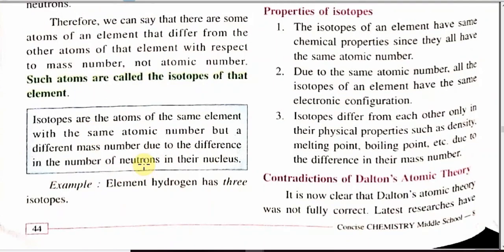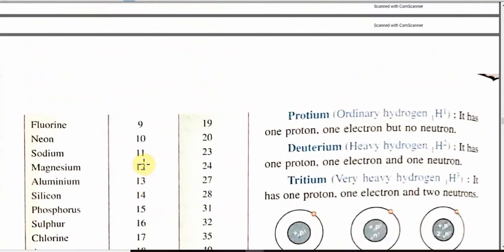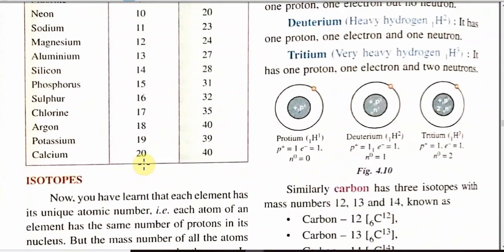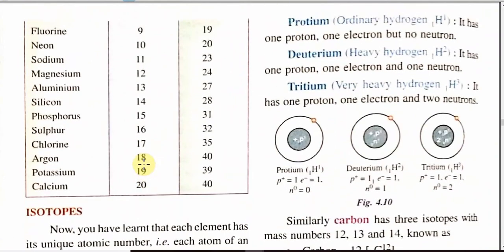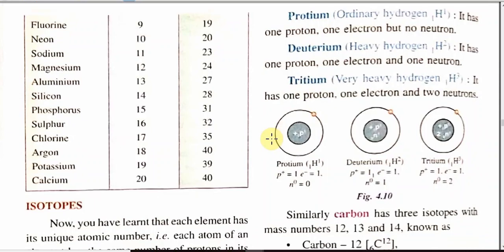For example, hydrogen has 3 isotopes. Let us see the 3 isotopes of hydrogen. You can see the hydrogen isotopes: protium, deuterium and tritium. All are actually hydrogen. Students, please follow them: protium, deuterium, tritium. All are of hydrogen. Now, let us see the figure.